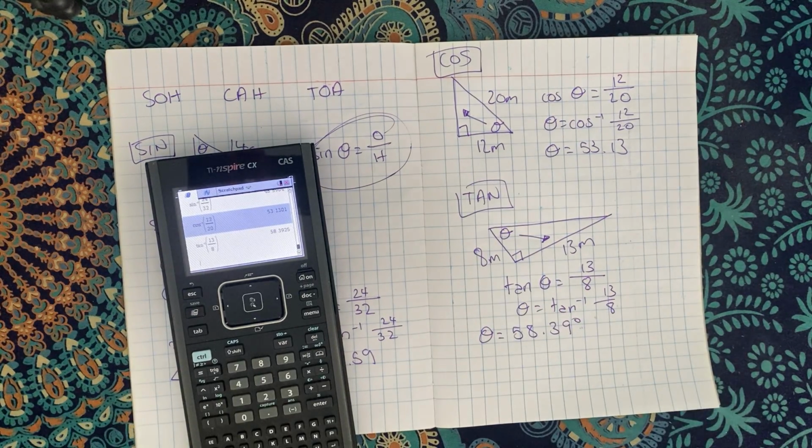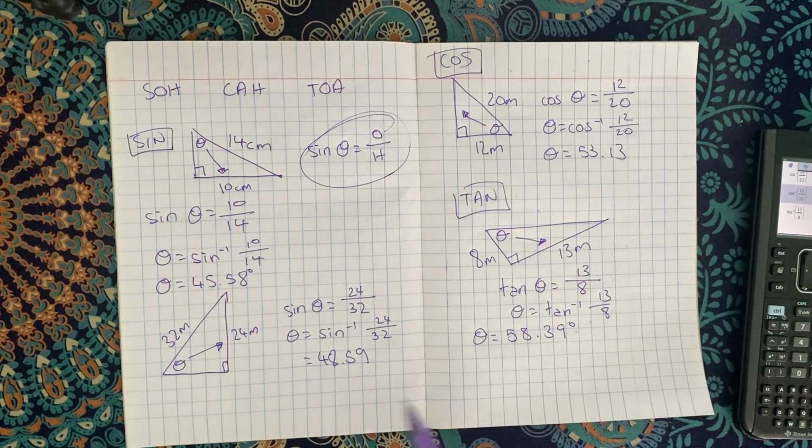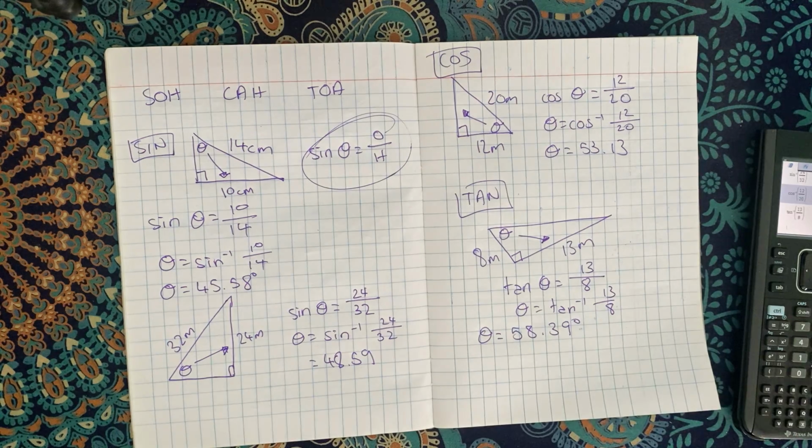All right, so it's just that easy. Finding angles, there's a lot less work to it. It's just a matter of remembering that every time you find an unknown angle, you're using an inverse function, and every time you're finding an unknown side length, you're just using normal sine, cos, and tan. All right, good luck.